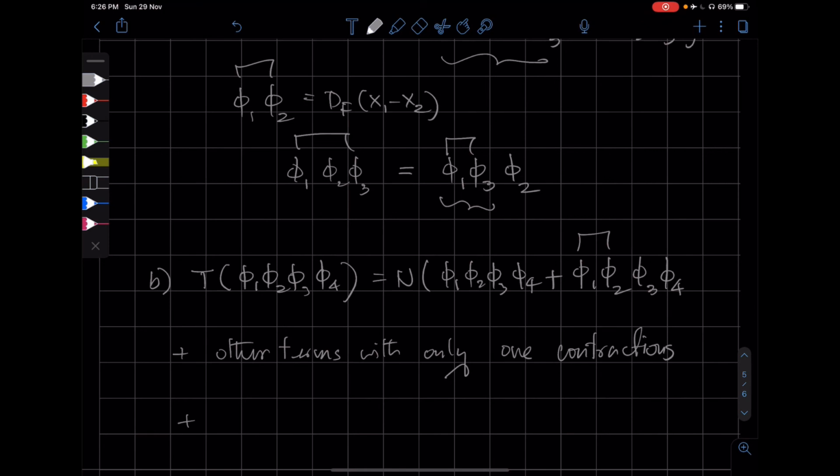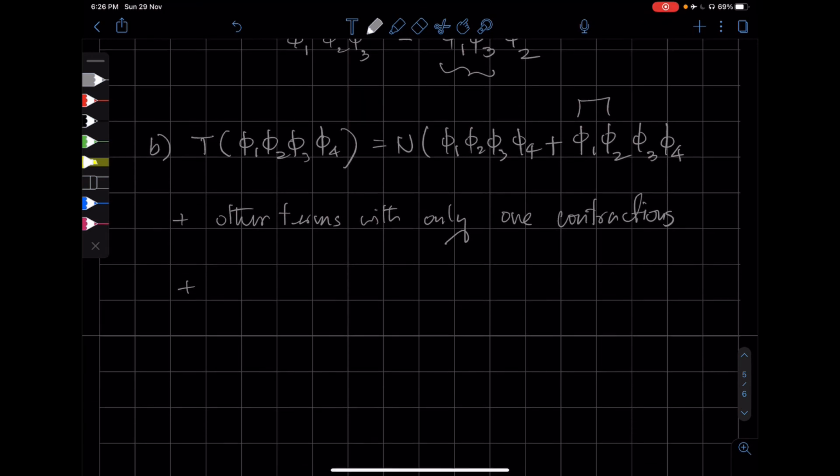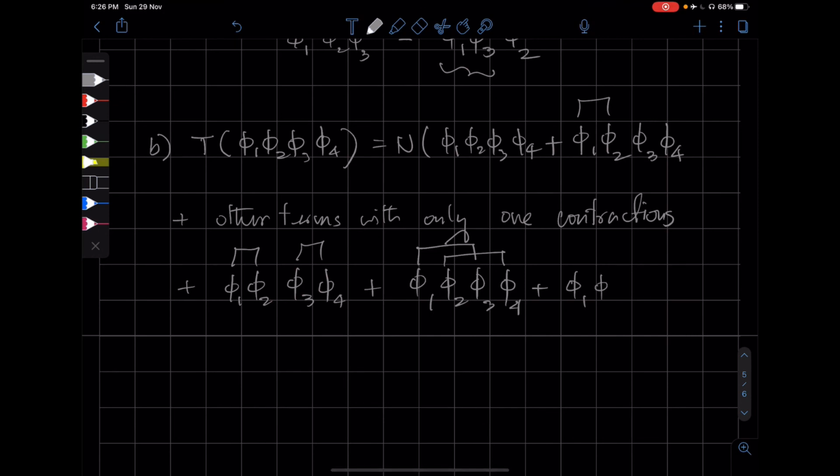And then there will be terms with two contractions, and such terms will be, say, phi 1, phi 2, and phi 3 and phi 4. And there'll be two other terms. One will be phi 1, phi 2, phi 3, phi 4, where we contract phi 1 and phi 3 and phi 2 and phi 4. And there will be another term which is phi 1, phi 2, phi 3, phi 4, where phi 1 will be contracted with phi 4 and phi 2 with phi 3. So these are examples of Wick's theorem for 3 and 4 operators.